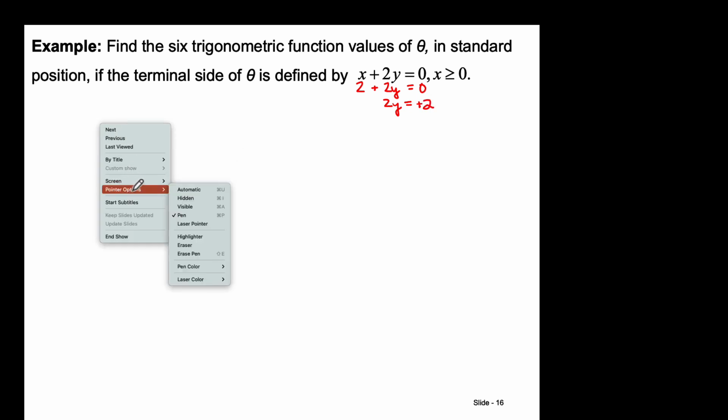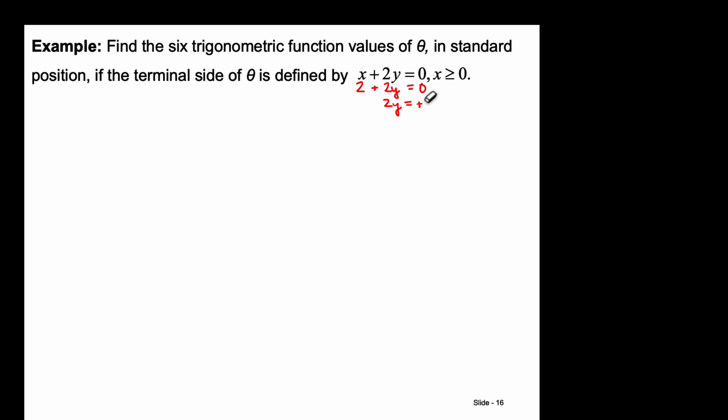My mistake. Sorry. Subtracting 2 from both sides gives me 2y equals -2. Divide both sides by 2. And I get y equals -2 divided by 2, which is -1. I like this better. I'm going to go with x equals 2, y equals -1, and that would make my r equal to the square root of 2 squared plus (-1) squared.